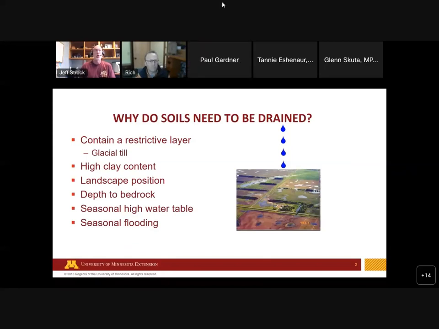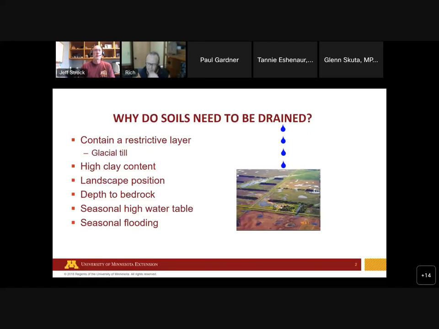Sometimes the depth of bedrock, as someone was pointing out about southeast Minnesota, not that there's a lot of artificial drainage there, but depth of bedrock can be a complementary reason why we might need to drain. Seasonal high water tables, of course, and seasonal flooding, especially during the growing season where we're thinking about crop production types of things.